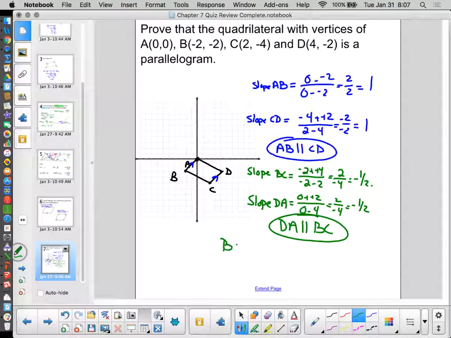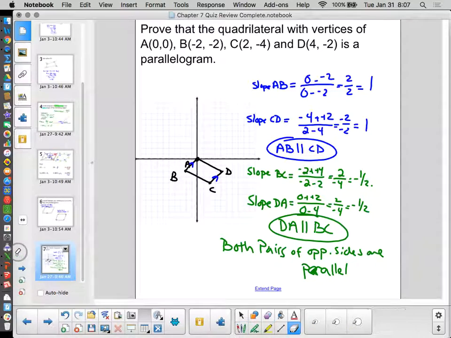Because both pairs of opposite sides are parallel. My A just doesn't want to come out there. Let me write parallel again.